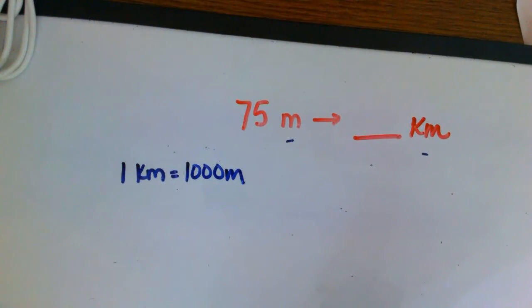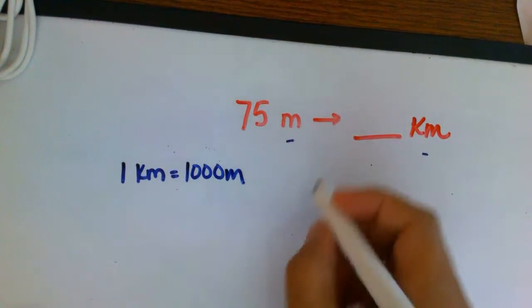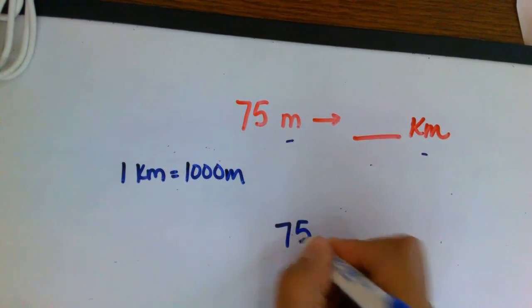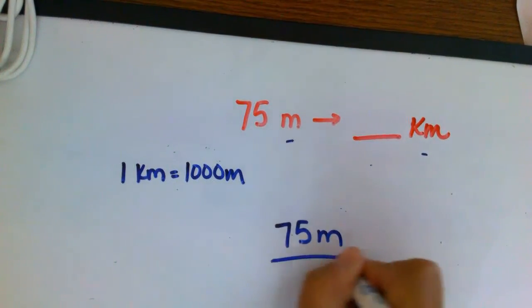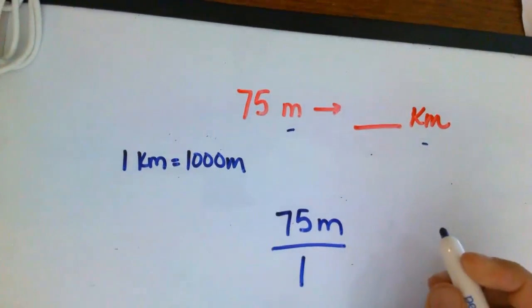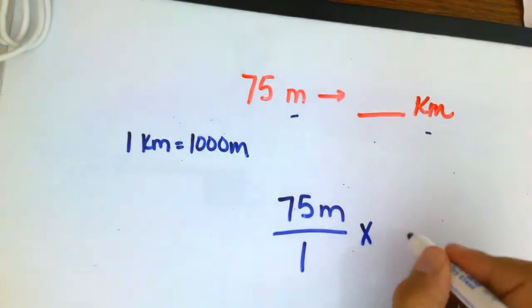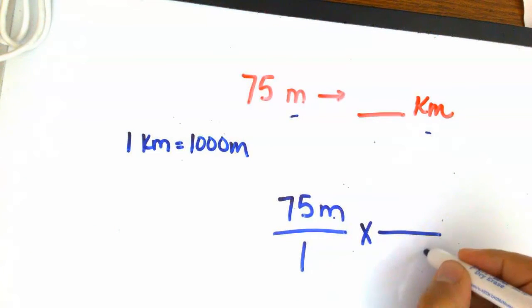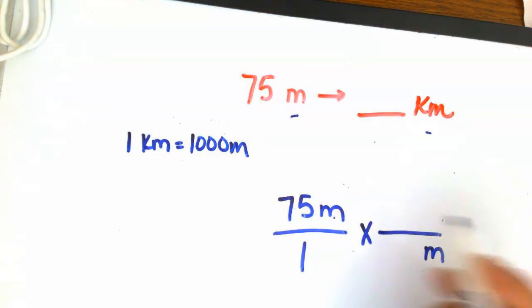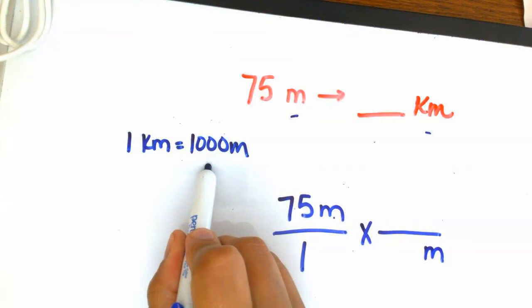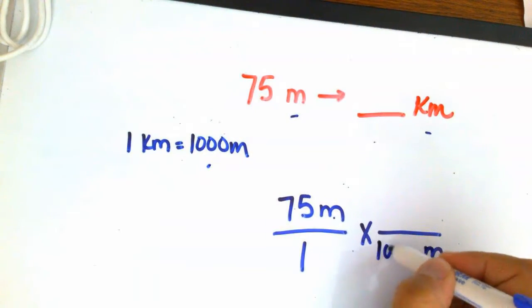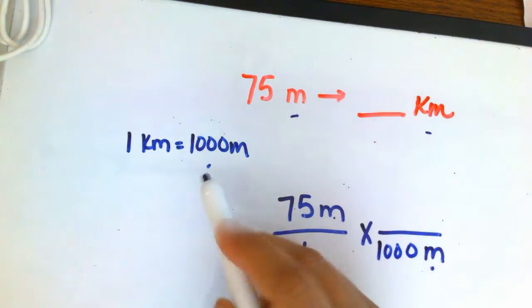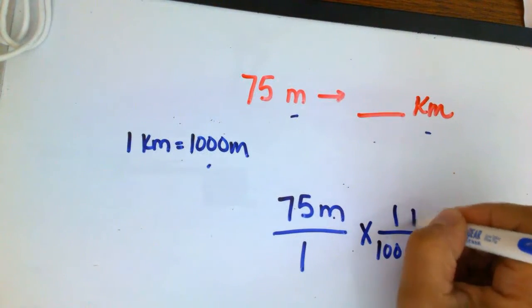So let's take what we start with. We've got 75 meters. Again, put it in fraction form, so that would be over 1. All right, we're going to do our first conversion. If there's meters on top, there has to be meters on the bottom. So look at our conversion factor here. We know that in 1,000 meters, there is 1 kilometer.